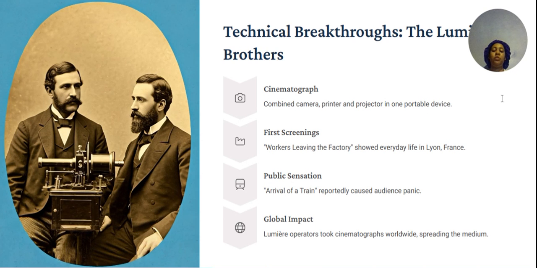And they didn't know how to react. They were just shocked, like some sort of technology was there. So that had a global impact on how cinematographers worldwide spread the medium. It had a very big impact on cinema itself, and how we view our films to this day.